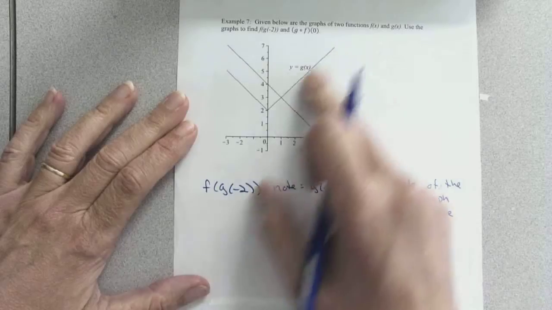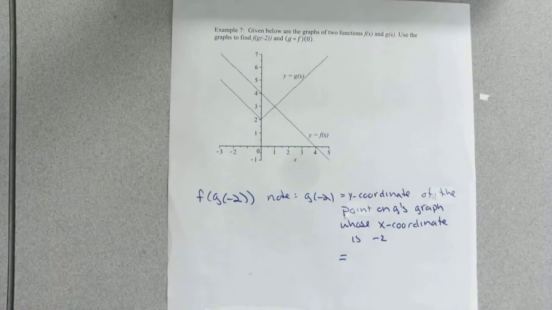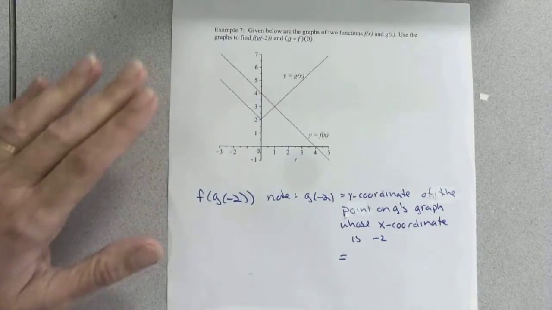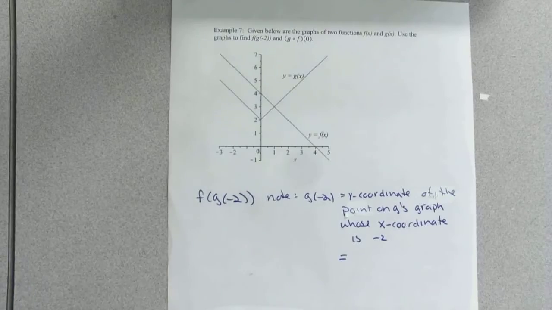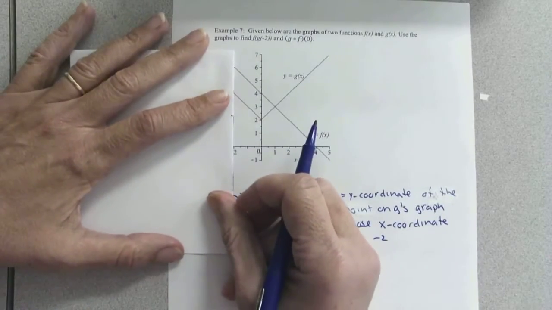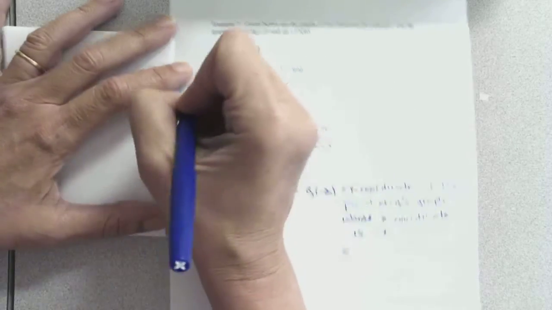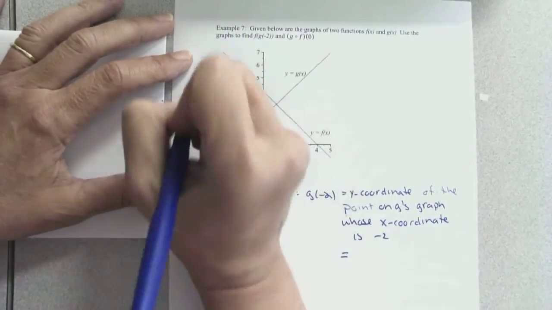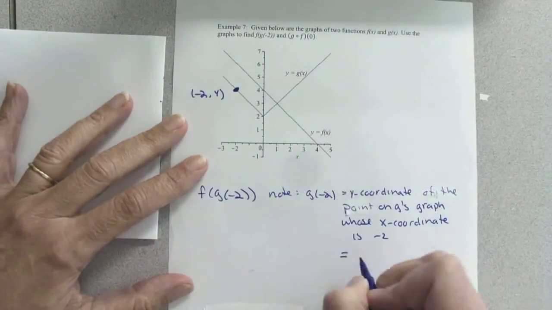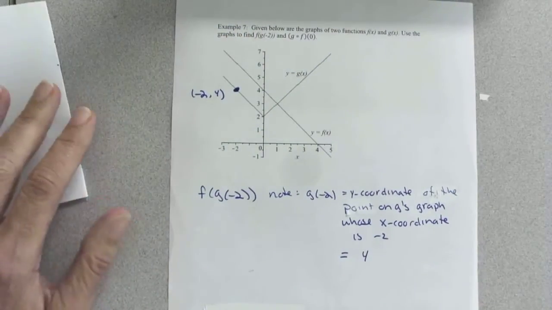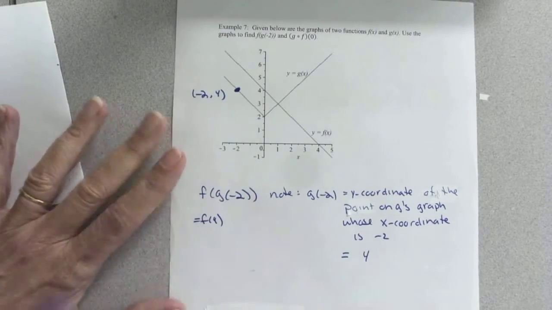So g is this guy right here. And we are not supposed to pretend that we know any formulas, just use the graph. So negative 2, g's graph, try to do a straight line here, right there. That point looks like negative 2, 4. And so this is going to be 4. And so this becomes f of 4.